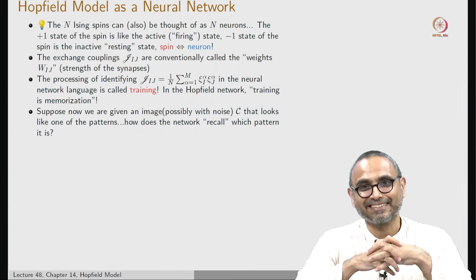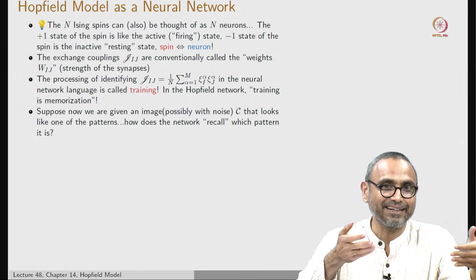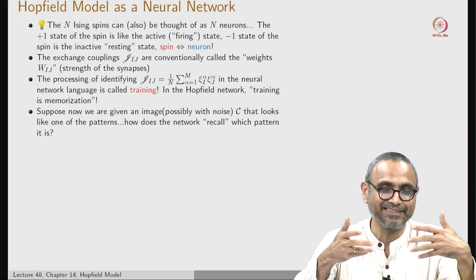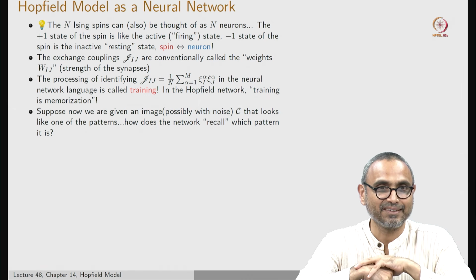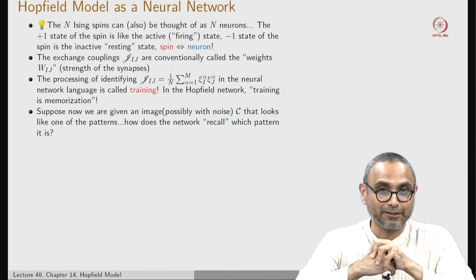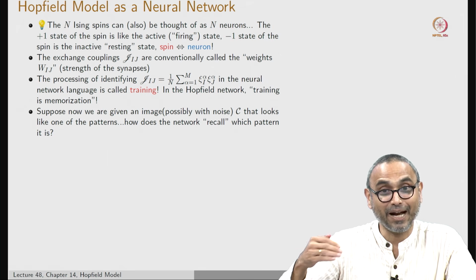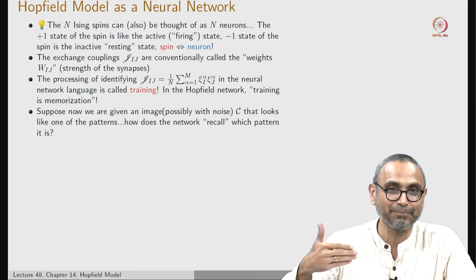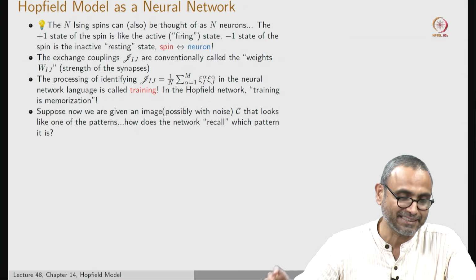Now the question is, I am going to use this network to identify an unknown image. Someone gives me an image, and it could be noisy, and they ask me which of these patterns this picture corresponds to. I am going to show you that we can use this Hopfield neural network to actually recognize or recall which pattern a given image corresponds to, and that image may not be exactly the pattern that you started off with, it could be something with noise, etc.